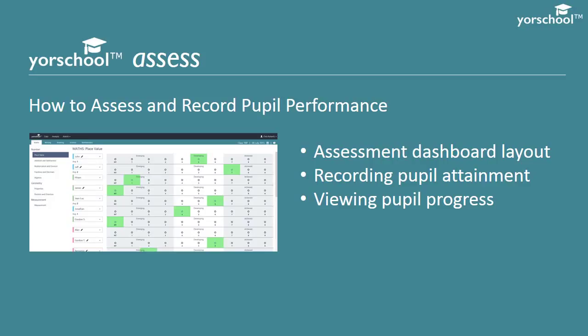So in this video, we're going to look at the YourSchool Assess product, specifically how to assess and record pupil performance for your class. First we'll have a look at the layout of the assessment dashboard, and then we'll have a look at how to record pupil attainment for a particular subject and objective. Then we'll see how to add some notes to a pupil for that objective. And finally, we'll have a look at the pupil progress graphs that are on the assessment dashboard. So let's get going.